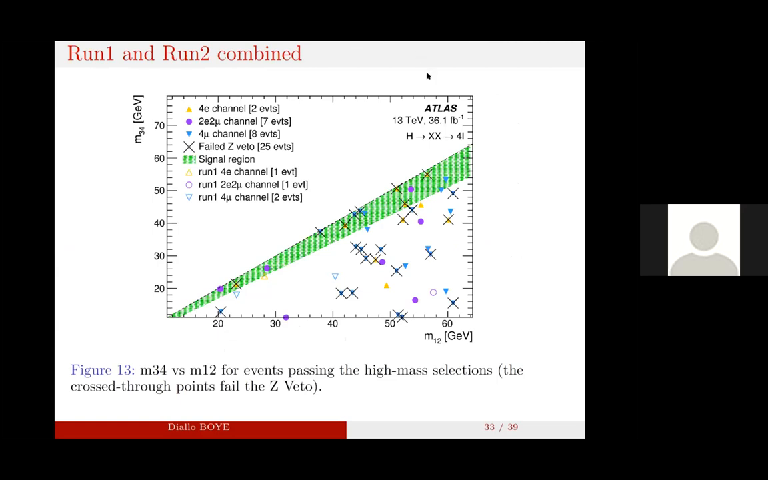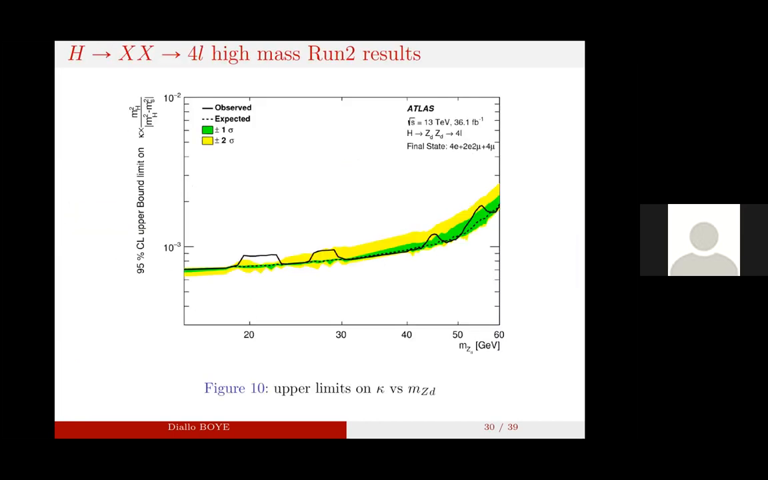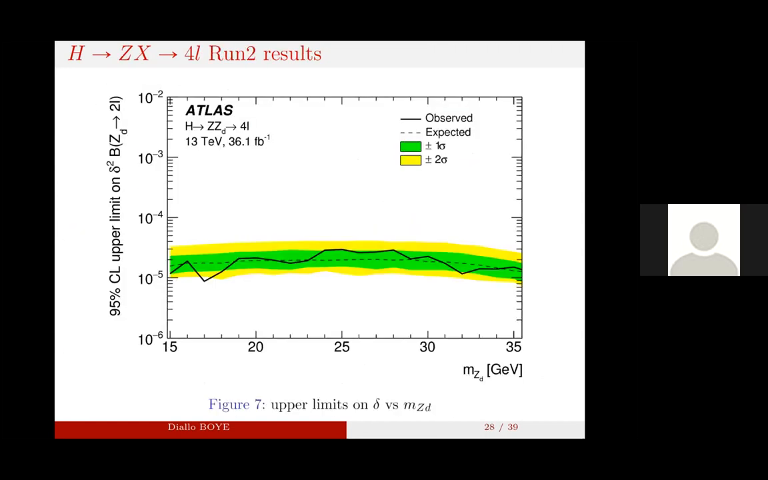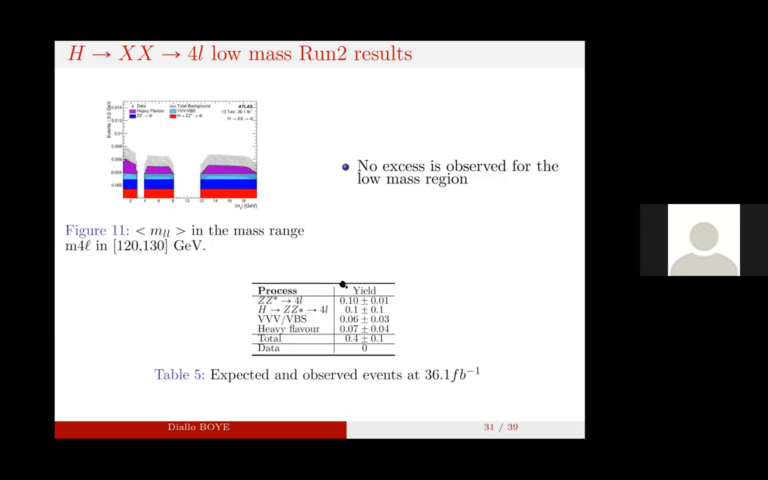Diallo, could you please come back to the limit where you have two large band? Where? This one? Before? No. Down maybe, or down is this one? This one, exactly. So this one is related to the low mass channel. This is the limit on the low mass channel. In the low mass channel, the data is zero, so we don't have anything.